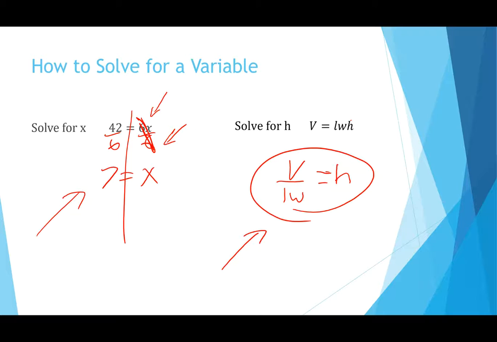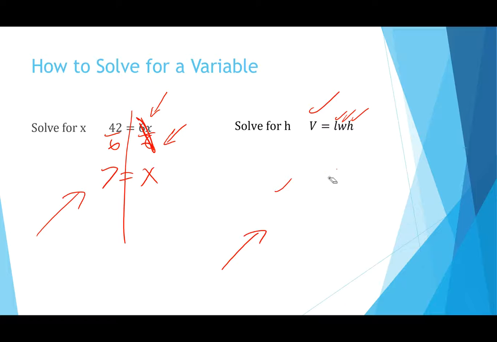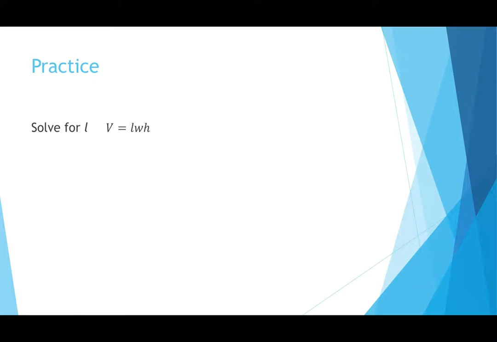None of the letters are going to disappear. None of these letters, or I should say variables, are going to disappear. People are just trying to make it easy for you. We won't add any new ones. I still have the V, I still have L and W and H. All of them are still there. It's just rearranging so that I can isolate one of those variables. In that case, I was isolating H.